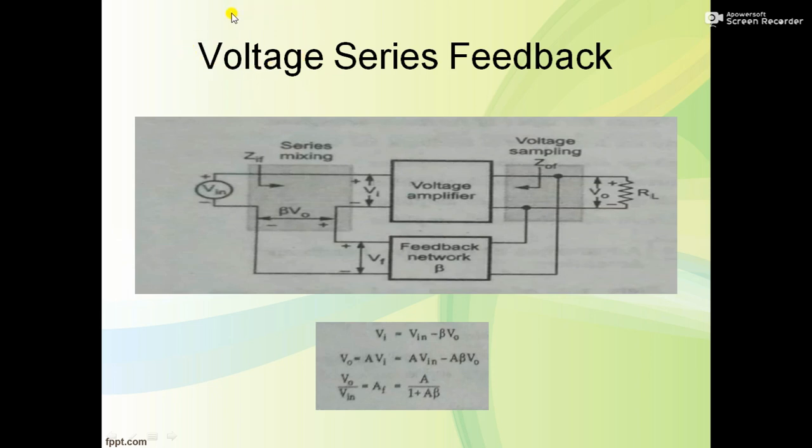In the types of feedback amplifier, there are a total of 4 feedback amplifier circuit types: voltage series feedback, current series feedback, voltage shunt feedback, and current shunt feedback. Out of these 4 types, according to the syllabus, we will study only the first type, that is the voltage series feedback amplifier. So this is the basic block diagram of this voltage series feedback.